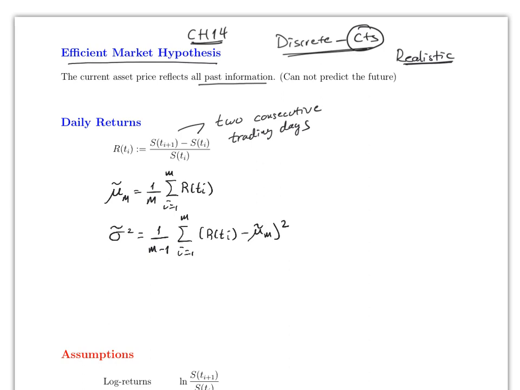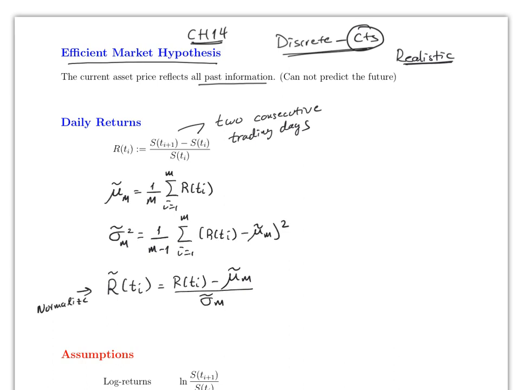Therefore, if we want to find normalized daily returns, so this will be normalized. Remember, normalized means that the mean is 0 and the standard deviation is 1. So this will be equal to r of ti minus mu tilde of m, divided by the standard deviation. Okay.